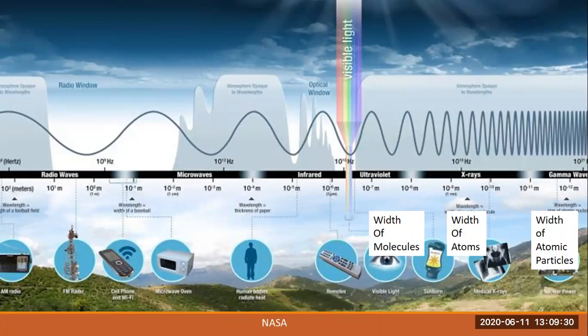Most of the energy that the sun gives off is going to be in the wavelengths on the right-hand side of that slide. Most of the energy that the Earth gives off is going to be on the left-hand side of that slide.